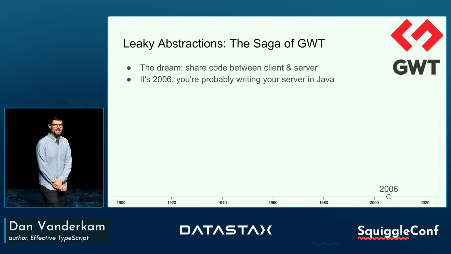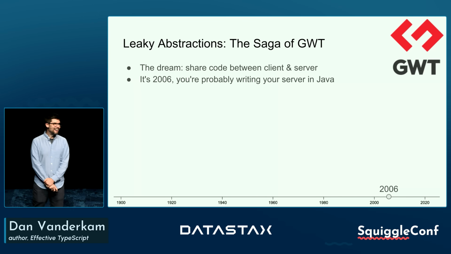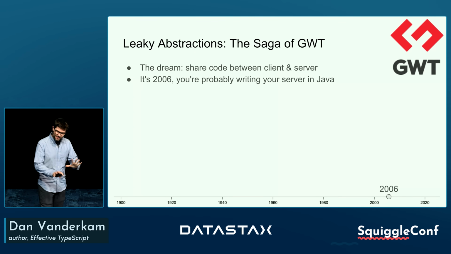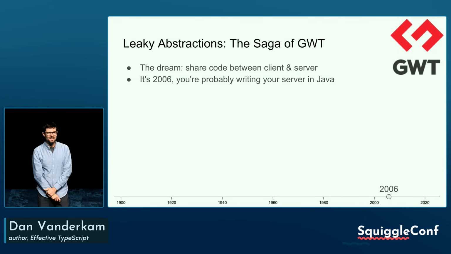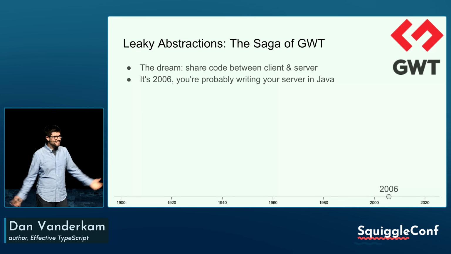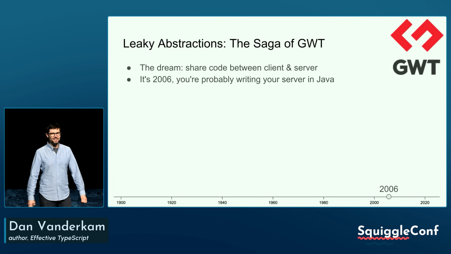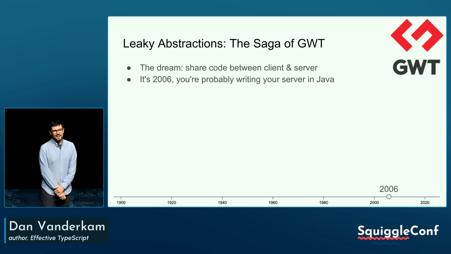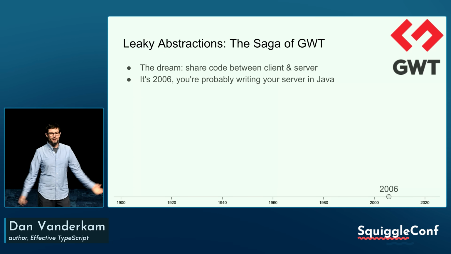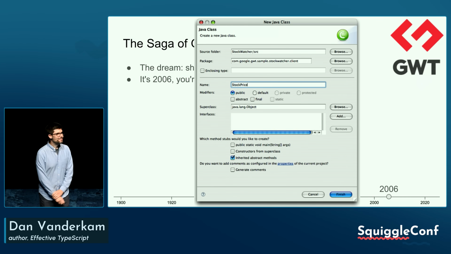So has anyone used GWT, the Google Web Toolkit? A few people. Yeah, I mean, it's an amazing piece of engineering, but well, okay. So, let's go back in time to 2006. You have a client, you have a server, you really want to share code between these two things because, wouldn't that be great to just work in one programming language? And since it's 2006, we're probably going to be writing our server in Java. So, wouldn't it be great if we just didn't have to, yeah, you guys remember Java? It's great.